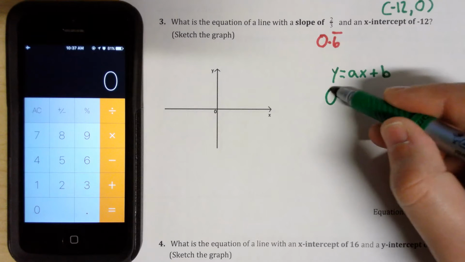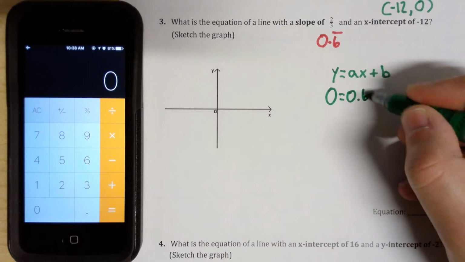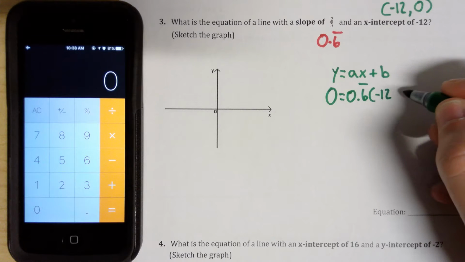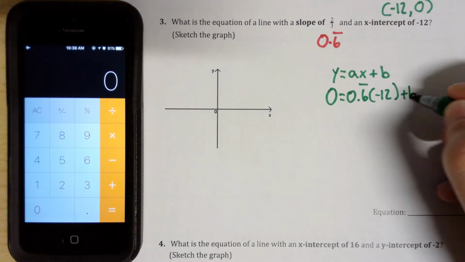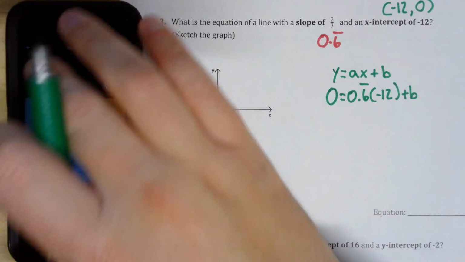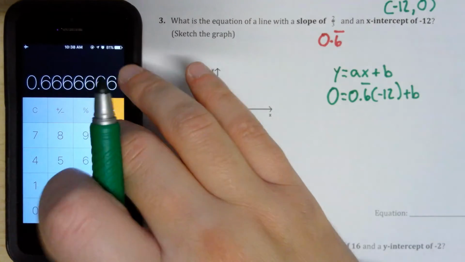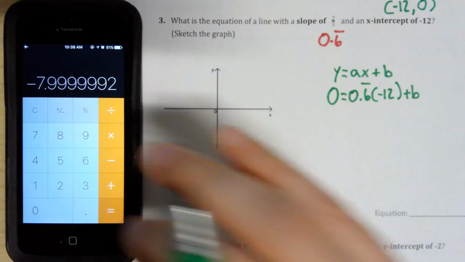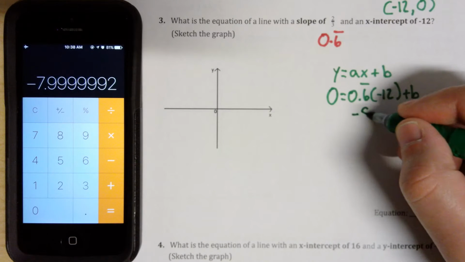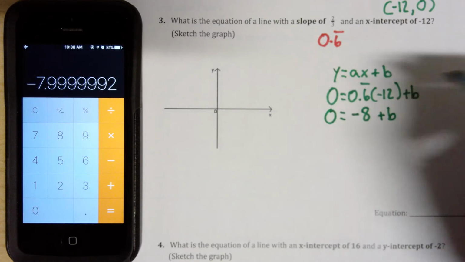So we know that y is 0. We know that our a is 0.6. We know that our x is negative 12 plus b, because we're missing our y-intercept. So now we're going to take our 0.666666 and we're going to multiply it by negative 12, which will give us negative 7.9, and I'm going to round that to 8, plus b equals 0.